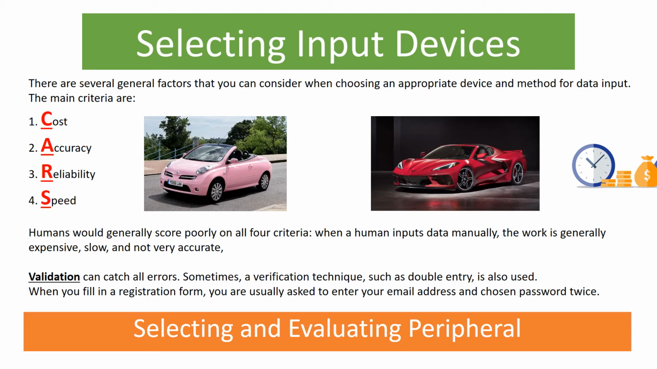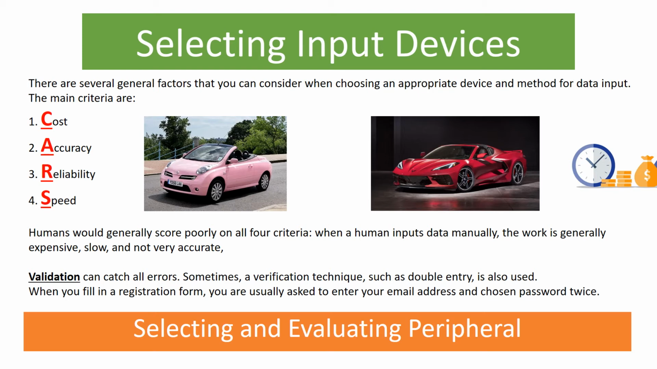When we're considering input devices for a system, you need to think of these four different things. I'll put these in an acronym for you. CARS: the cost, the accuracy of the device, the reliability, and the speed. Now, as a human, we'd usually perform quite poorly on these four things when we're inputting data. It costs a lot of money to pay somebody, there might be mistakes, so that might cause issues with the reliability of the data, and it's going to take us much longer than a computer system.